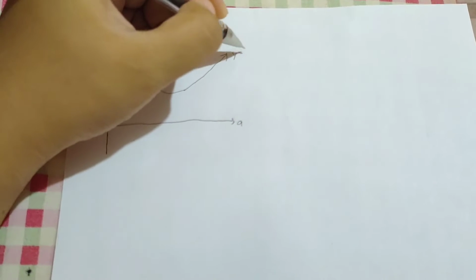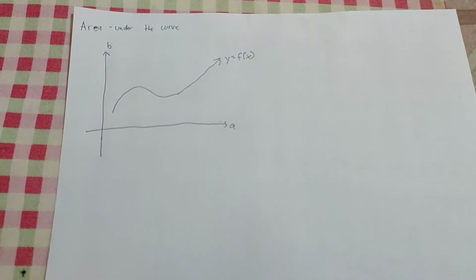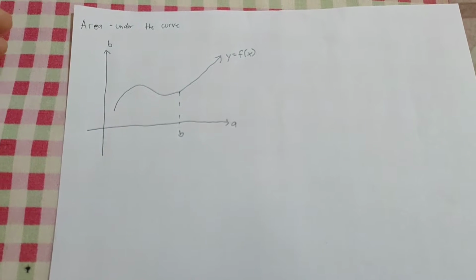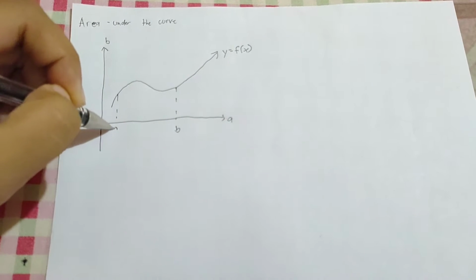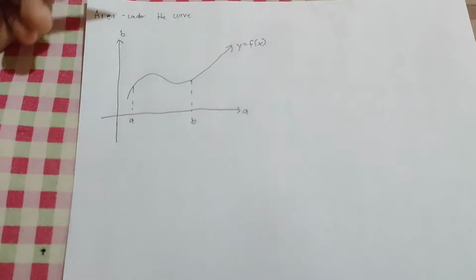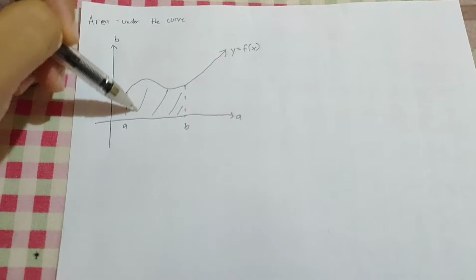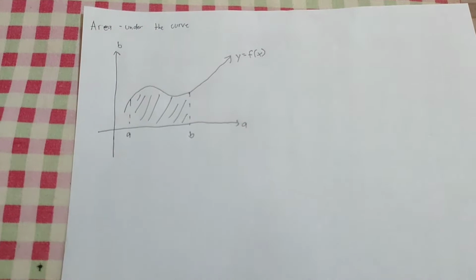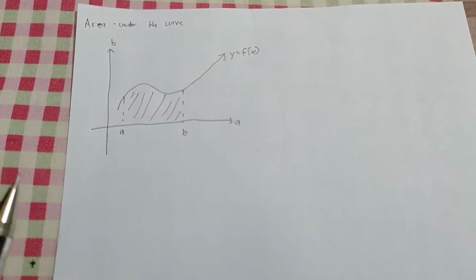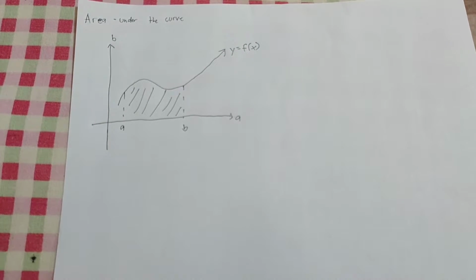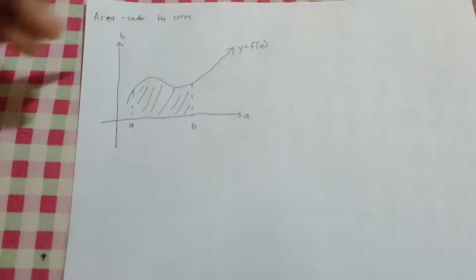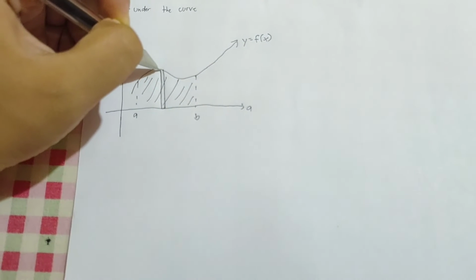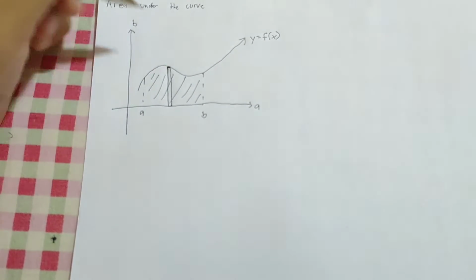This will be our y equals f of x. This will be our b, and then this would be our a. This shaded part will be our area of interest. What I mean is we will get the area of that part which we shaded. So let us draw a vertical strip. This is a vertical strip that we will solve later.